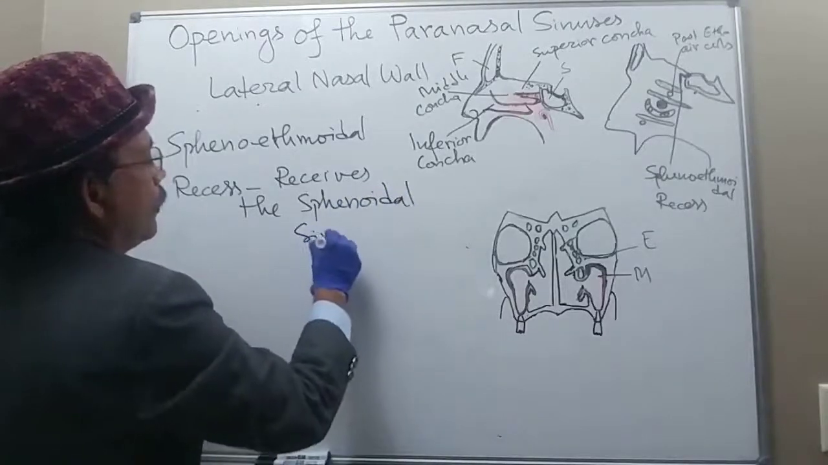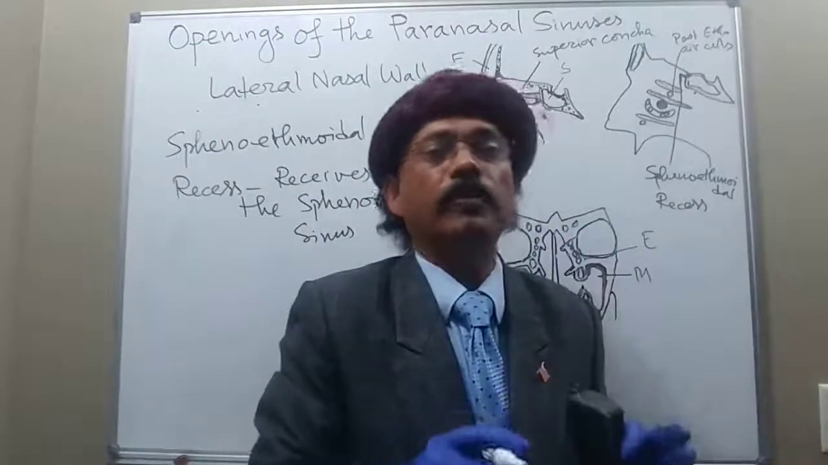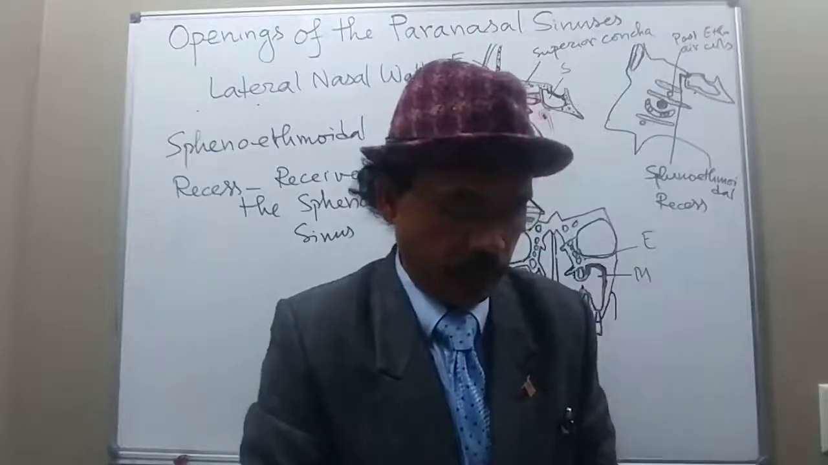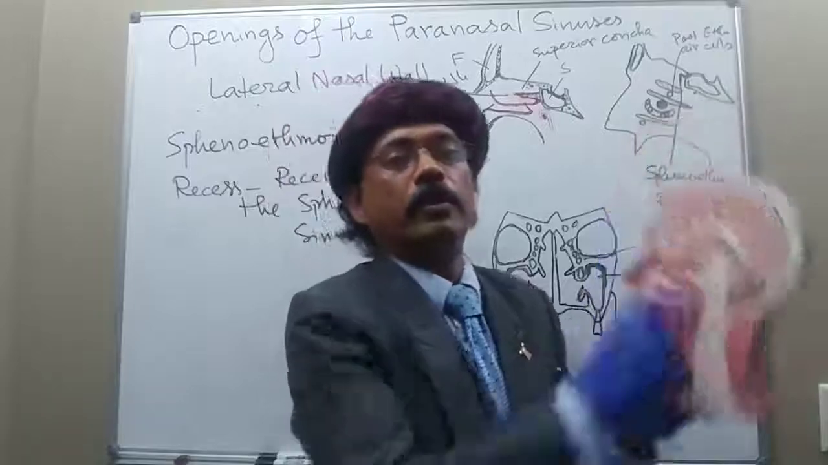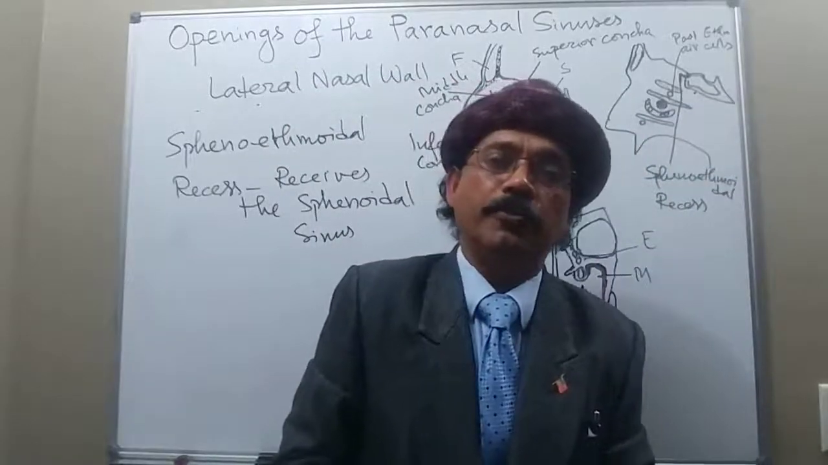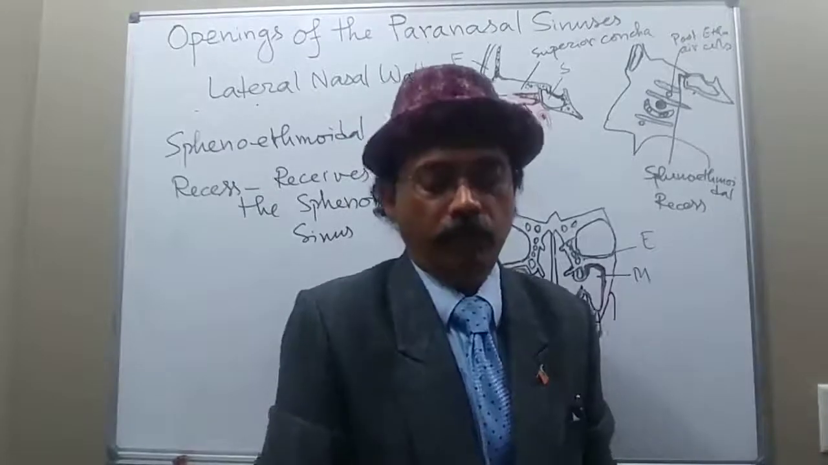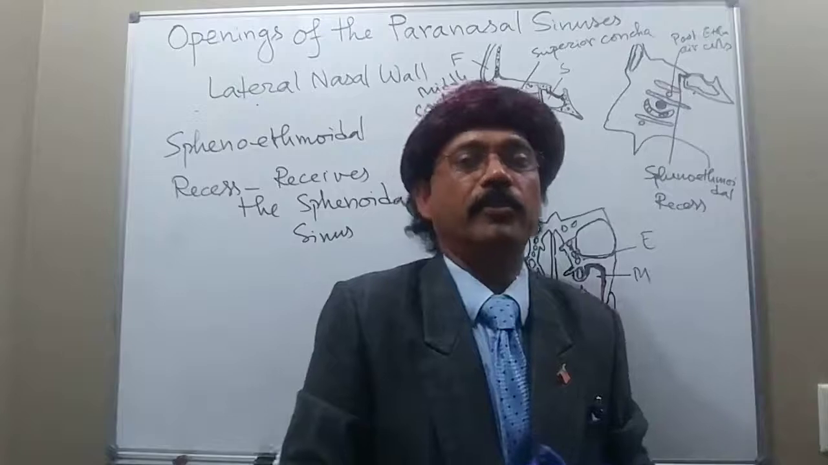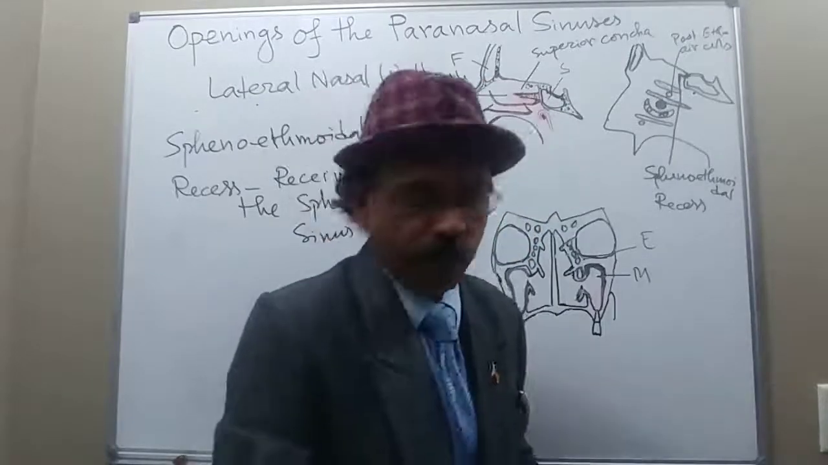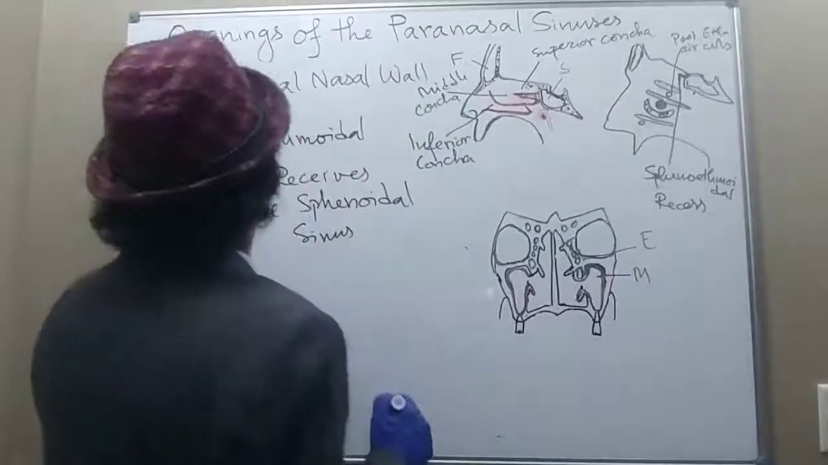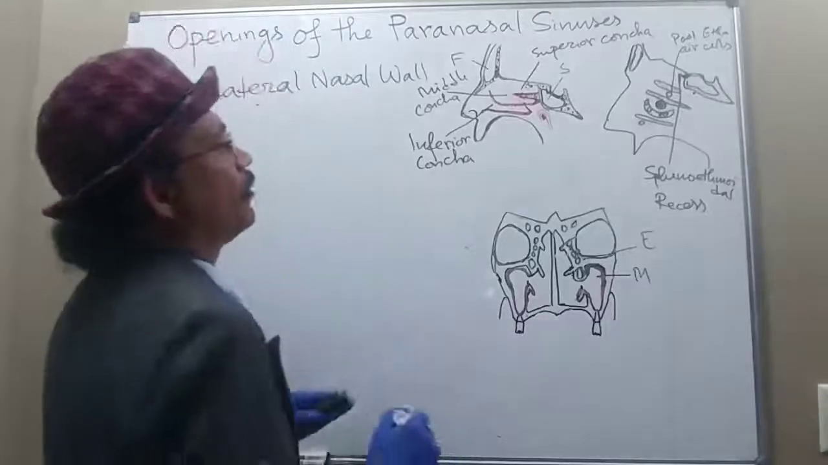The sphenoidal sinus is a paranasal sinus. It is an air space inside the sphenoid bone. It is lined by respiratory epithelium, pseudostratified ciliated columnar epithelium, because we know that all the paranasal sinuses are diverticula from the nasal cavity embryologically. So we got the sphenoethmoidal recess receiving the sphenoidal sinus.